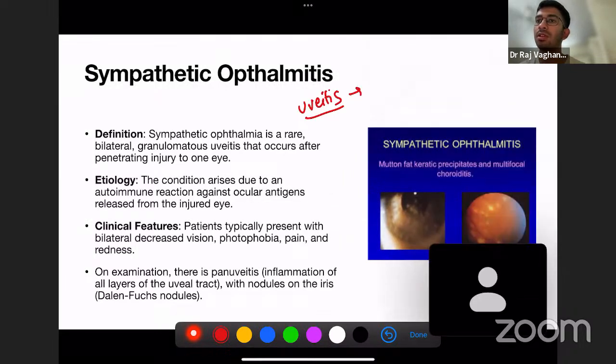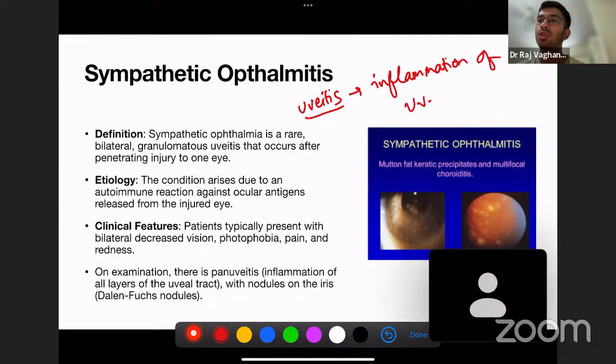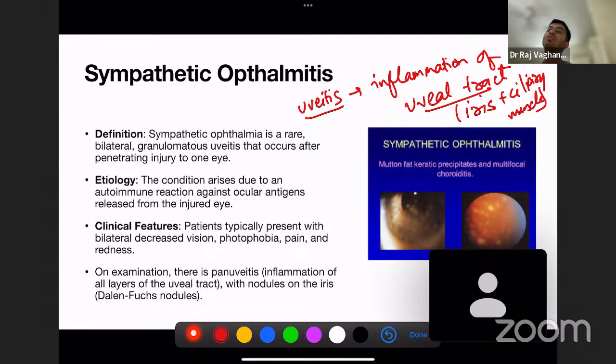Uveitis, inflammation of the uveal tract, meaning iris plus ciliary muscle. Okay, so it involves the iris plus the ciliary muscles.